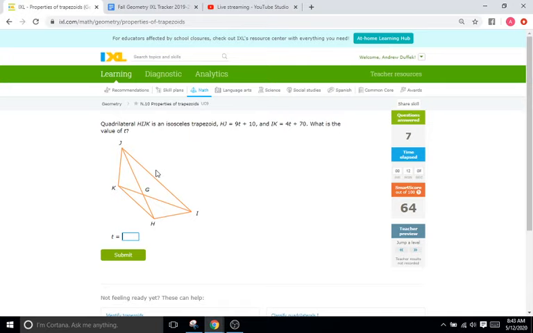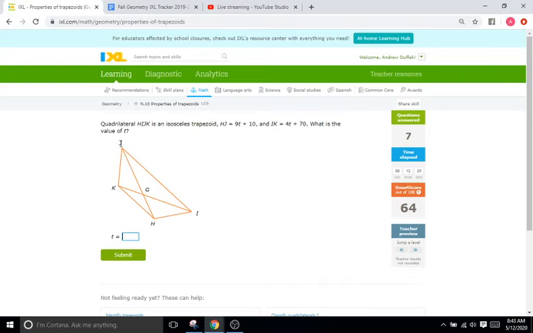Okay, this is an isosceles trapezoid, meaning we have two sides that are the same. So these two are going to be the same. HJ, so our diagonal here is going to be 9t plus 10, and IK, our other diagonal, is going to be 4t plus 70. What is the value of t?